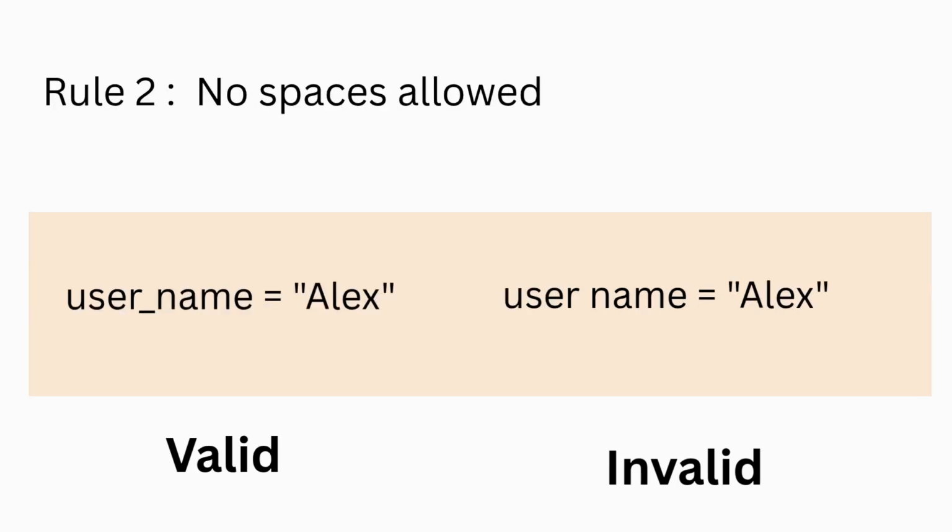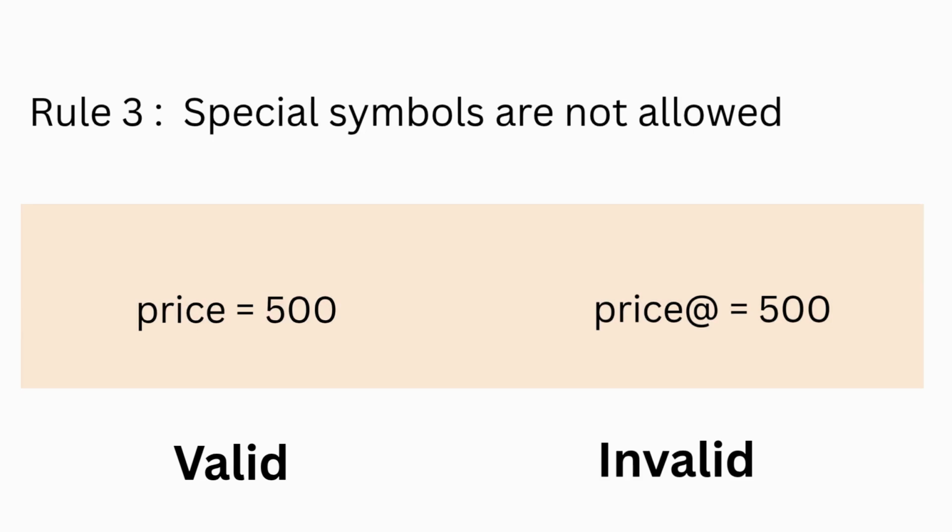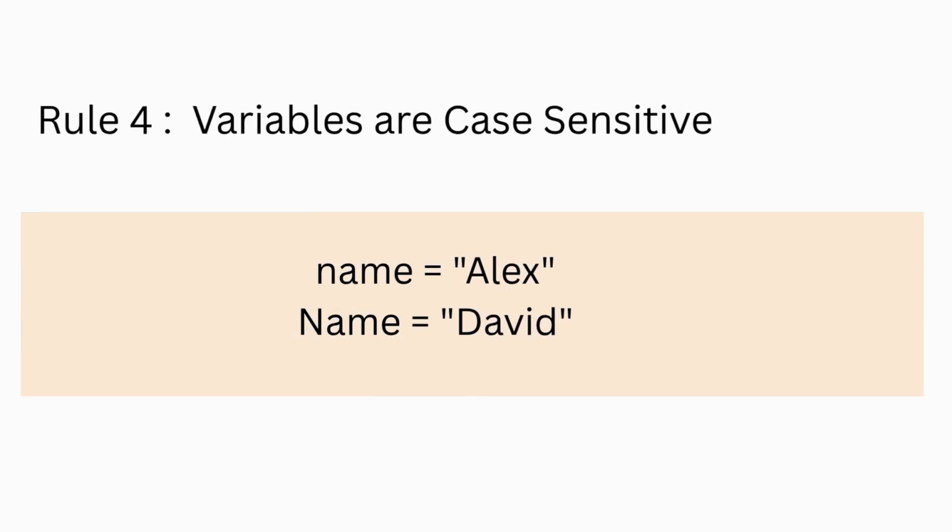The second rule is that spaces are not allowed in variable names. For example, user_name = Alex is correct because we used an underscore instead of a space. But in the second example, there is a space between user and name, so this is invalid because Python treats spaces as separators between words. The third rule is that special symbols like @, #, and $ are not allowed inside variable names. For example, price = 500 is correct, but price@ = 500 will produce an error because Python does not allow special characters in variable names.